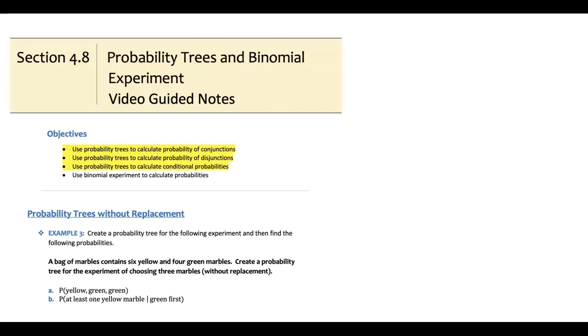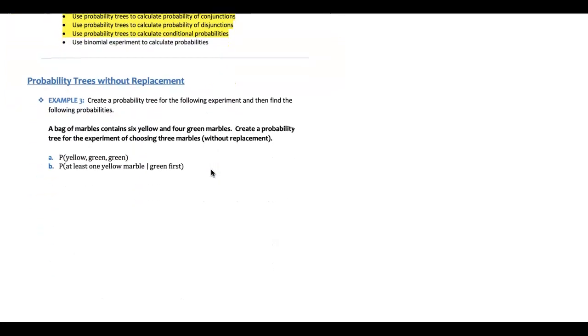Section 4.8, Video 2, Probability Trees and Binomial Experiment. We will continue with the objectives of using probability trees to calculate probability of conjunctions, probability of disjunctions, and also conditional probabilities.